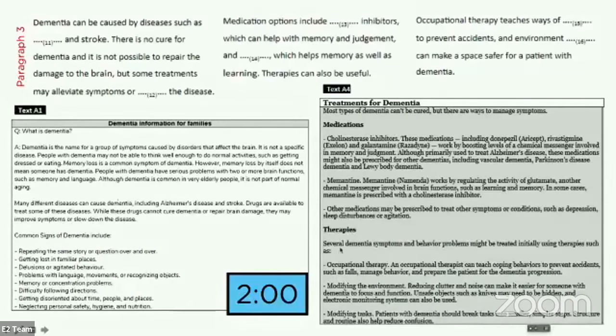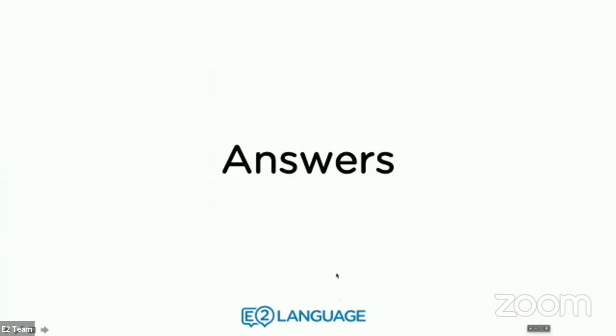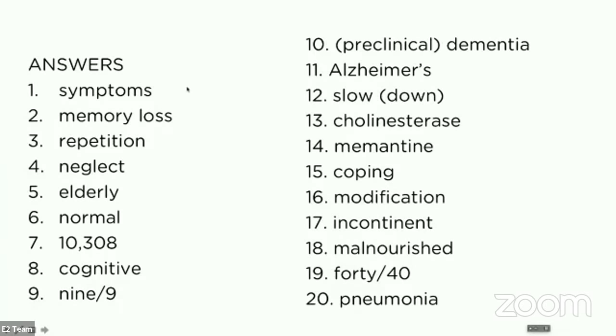Now, I'll just skip through these because unfortunately for most people on their phones, they won't see this. Again, you can come back and watch this on YouTube later and just pause it and do it. So let's go through some of the answers just for the first part. Number 1 was symptoms. Number 2 was memory loss. Number 3 was repetition. Number 4 was neglect. So I'm not sure if you got those there. Hopefully you did. And don't look at the answers too long if you're planning to watch this video again.